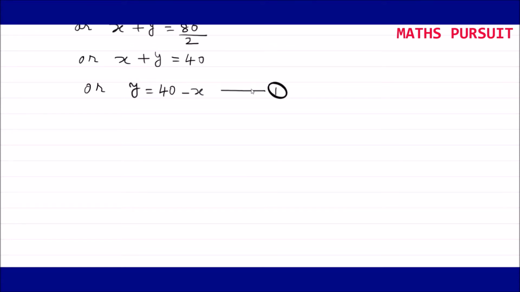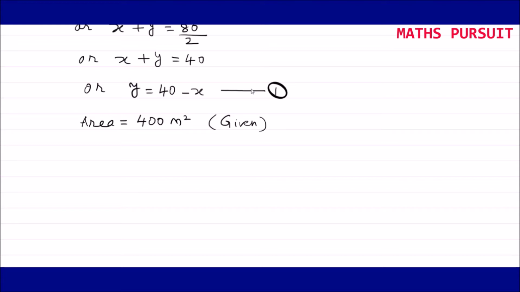So what I did: we got x plus y is equal to 80 upon 2, or x plus y is equal to 40, or y is equal to 40 minus x, just moving x to the right side of the equation. We can consider this as equation number 1. Now the other thing they have given in the question is the area. The area of the rectangle is 400 meters square.